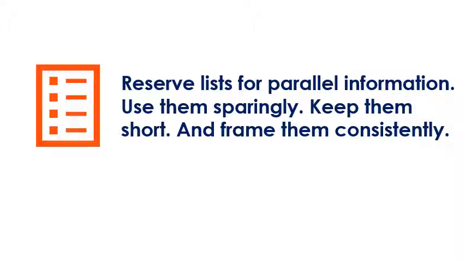First, you want to reserve lists for parallel information, for examples of a given principle or steps in a process. You want to use lists sparingly. You want to keep your list short, typically to 5 or 6 items or fewer, and you want to frame them consistently. You never want to drop a list into a text without introducing it first. Instead, you always want to include a sentence or two telling your reader what the list is about and what the key takeaways should be.